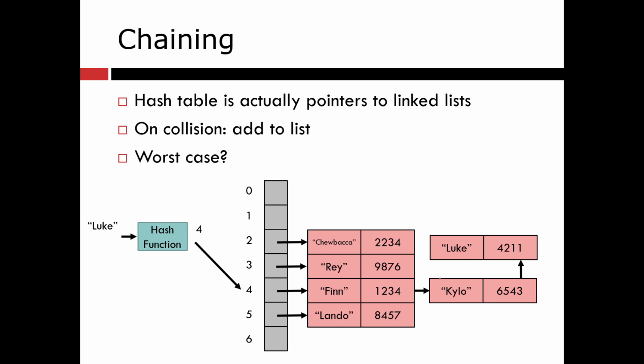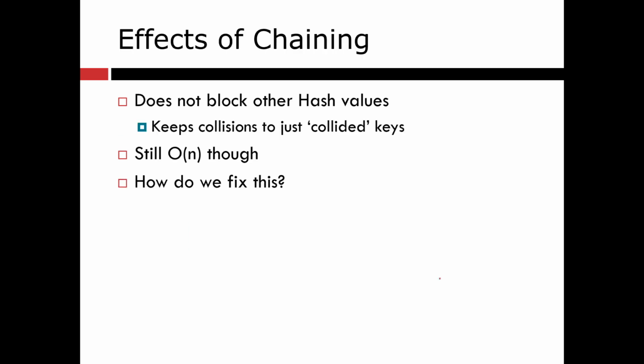Okay, so what's the worst case here? Well, it turns out the worst case is still O(n), right? What happens if our hash function gives us back the same value every time? If our hash function is still biased towards single values, then that means that we're essentially just going to get a giant linked list, and we're just back to linked list searching. Not great. Okay, so the nice thing is that we don't block other hash values. That's good. But we are still at O(n).